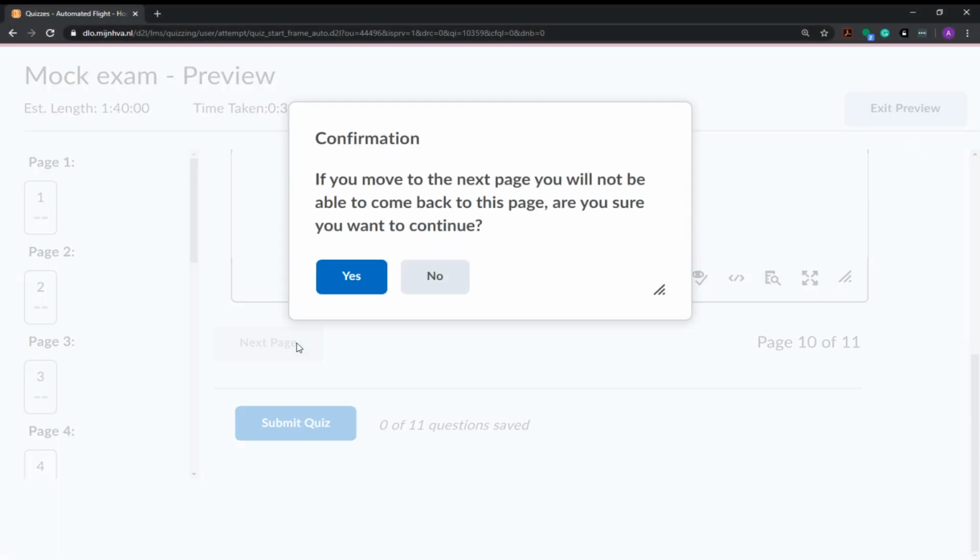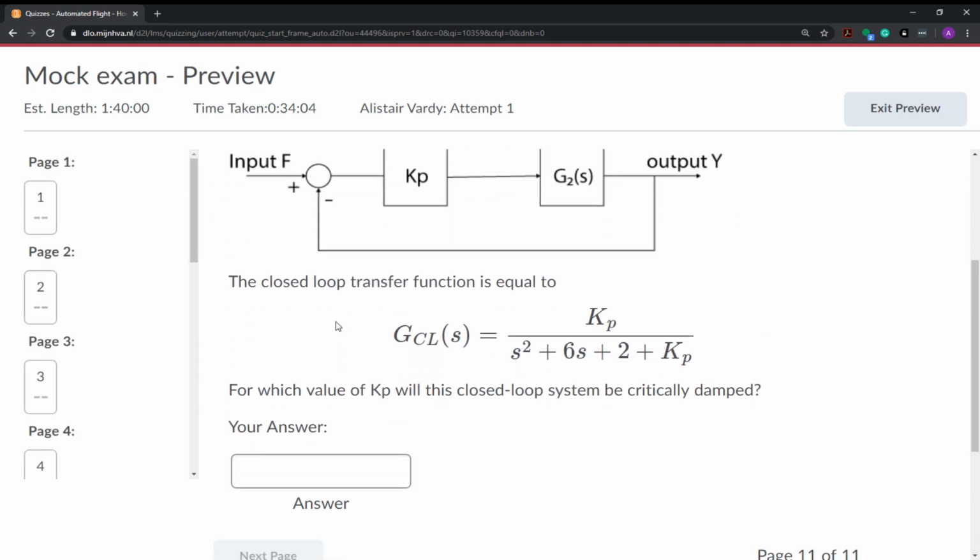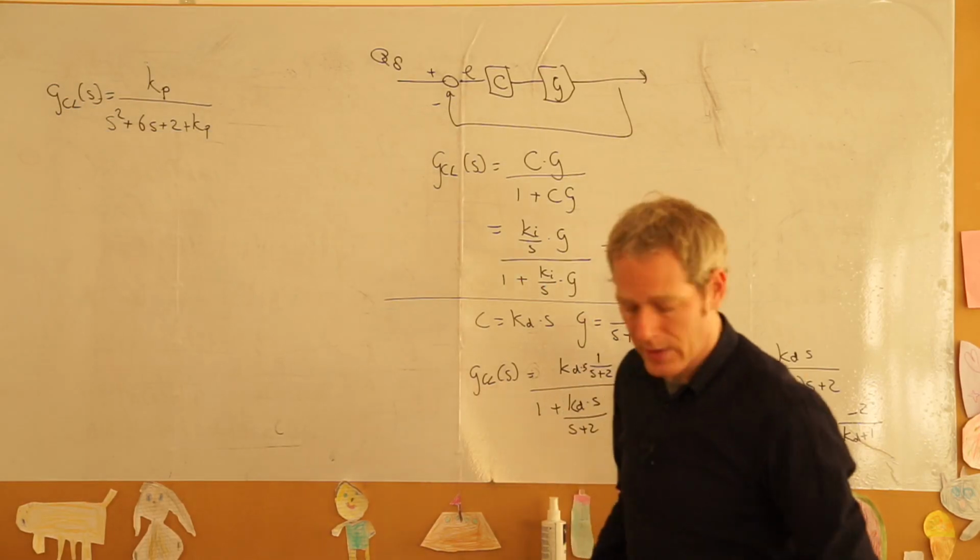Final question, where we have another controller and we have been given a closed loop transfer function, and the question here is for which value of Kp is this system critically damped? And let me just copy the transfer function, and that is s squared plus 6s plus 2 plus Kp. That is our closed loop transfer function.